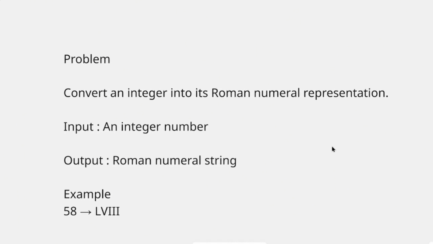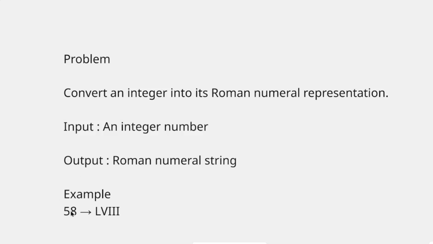So here is our problem. Convert an integer into its Roman numeral representation. First, let's understand the problem clearly. Our problem means convert an integer into a Roman numeral representation. As an input we have to take an integer value, and as an output we have to give it as a Roman numeral string.